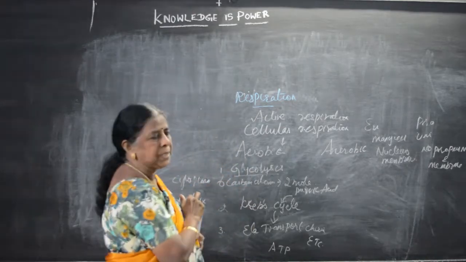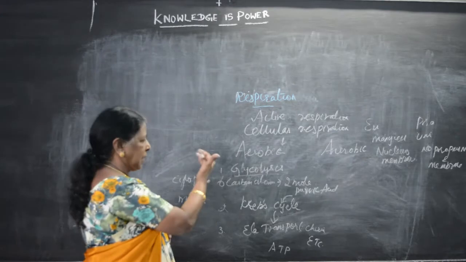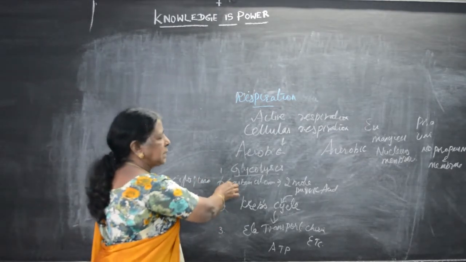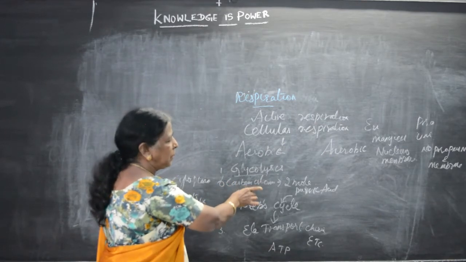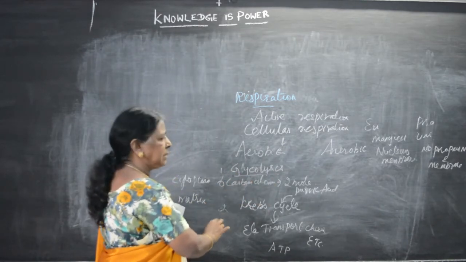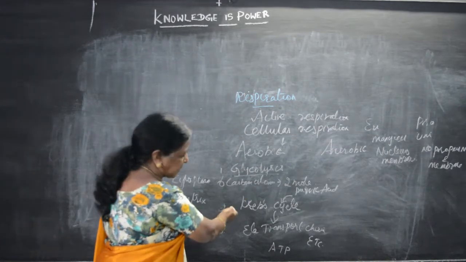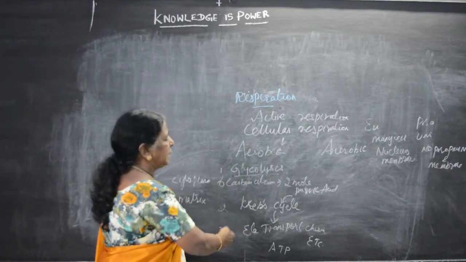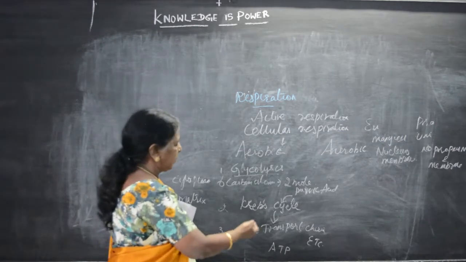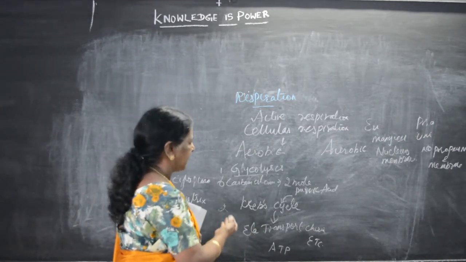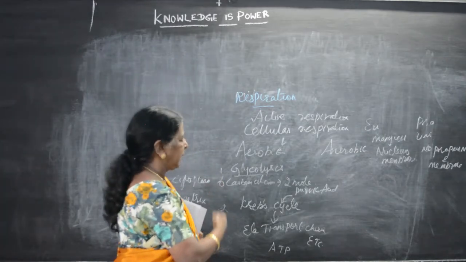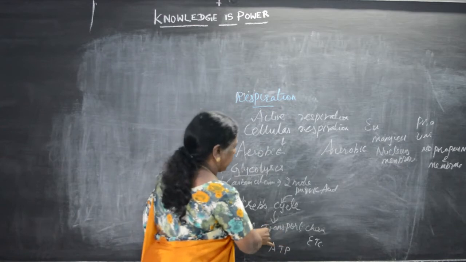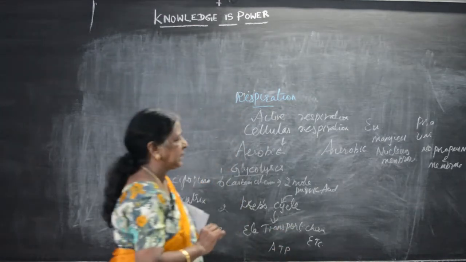This is aerobic respiration. It has 3 stages: glycolysis, Krebs cycle and electron transport chain. Here the 6 carbon molecule is converted into 2 molecules of pyruvic acid. That pyruvic acid enters the Krebs cycle, where it is further reduced into electrons and transported. The energy is known as ATP, adenosine triphosphate. The electron transport chain is otherwise known as ETC.